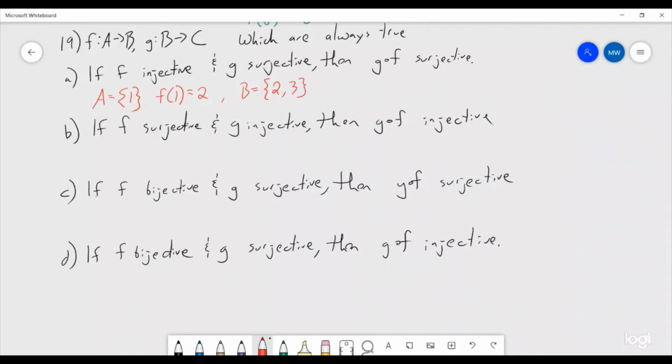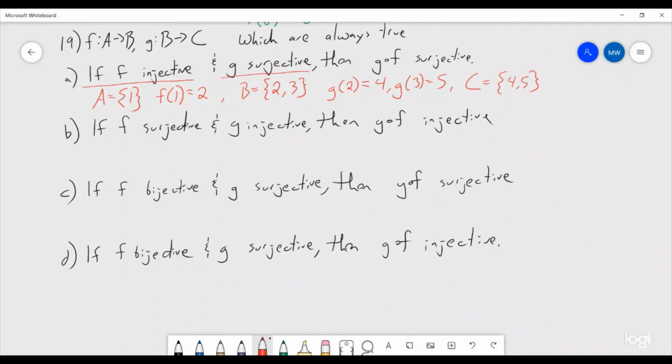And then if G is surjective, then we need to say, well, that means that G of 2 equals something. So let's say G of 2 is equal to 4, G of 3 is equal to 5. So that would tell us that C is going to be the set of 4 and 5. So I just constructed an injective function F and a surjective function G.